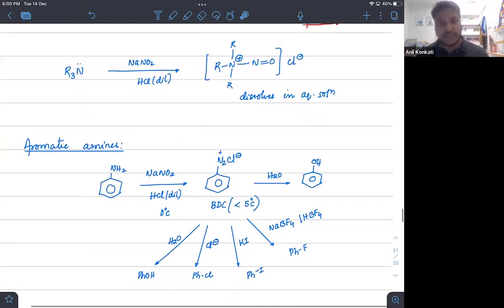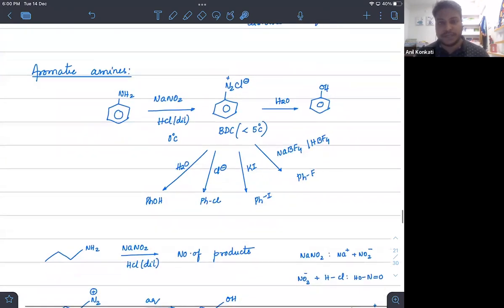Now third, 3 degrees. If it is a 3 degree amine, no gas is released. It will react with NaNO2 and form this complex, that is Na plus and Cl minus. Because it is in a salt form, if you add it to water, it gets dissolved. That confirms the 3 degree amine. So the reaction is clear, everybody.